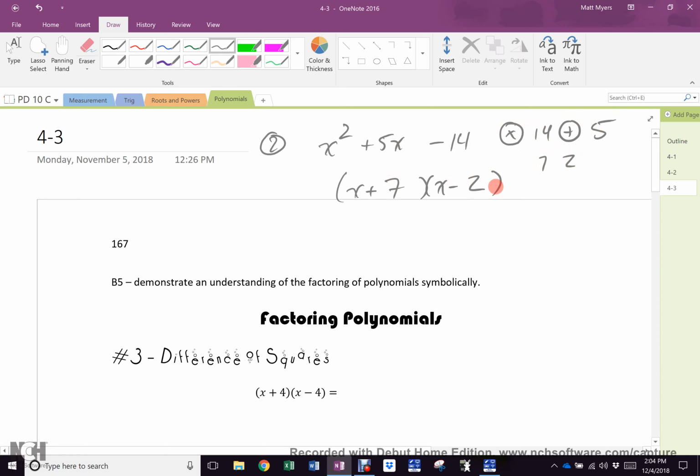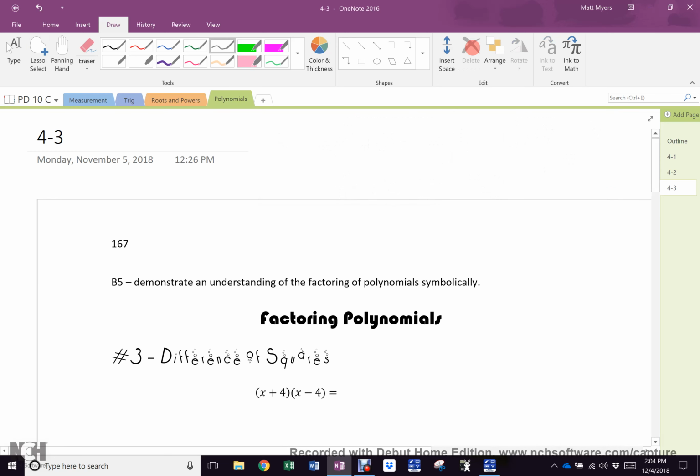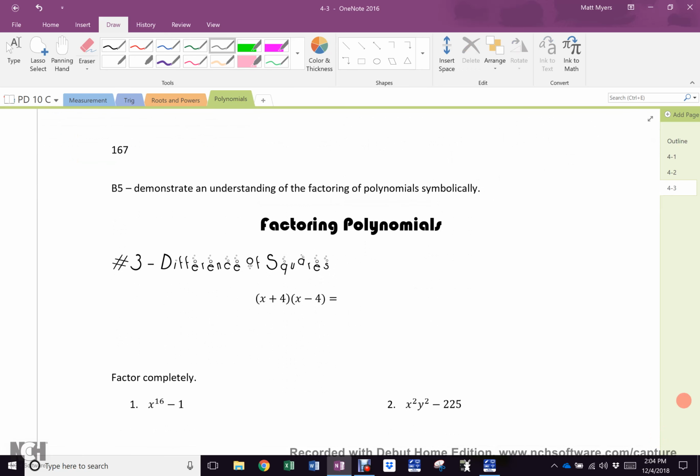Everybody good on all two kinds of factoring you've been taught? Yeah. Excellent. Let's go on to number 3, which, as I have said, you already know. Expand that for me. Properly. Show every step.